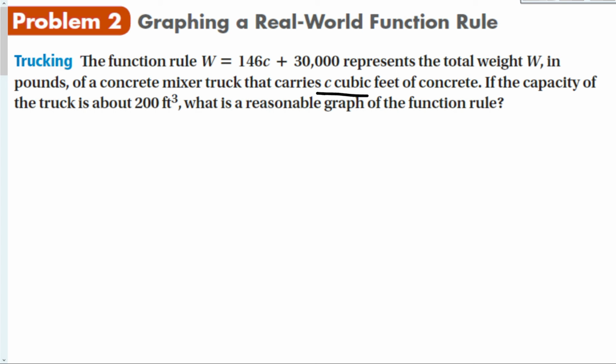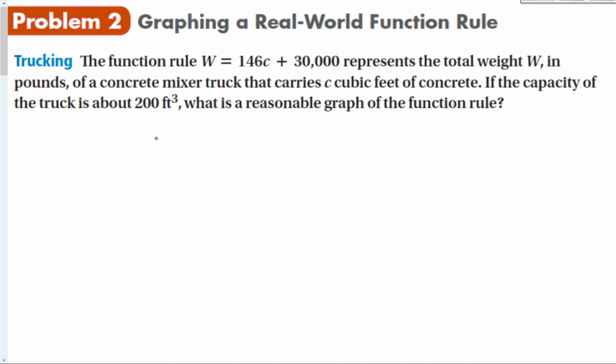There's no logic in making C negative with this situation. So when we make this graph, we're only going to graph the first quadrant, and we'll talk about the graph in a second. But let's do some calculations to figure out what I'm going to pick for C and what I'm going to pick for W.